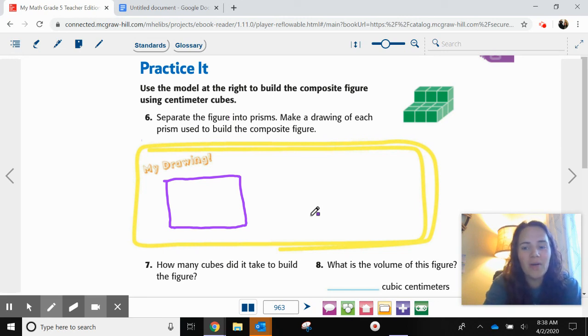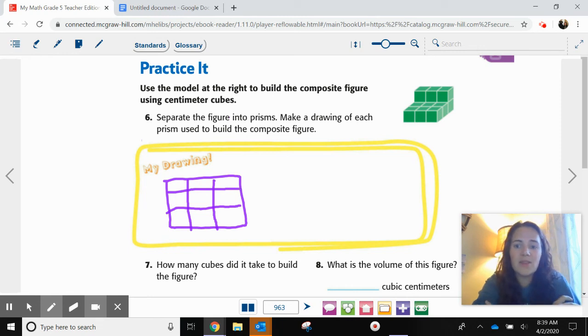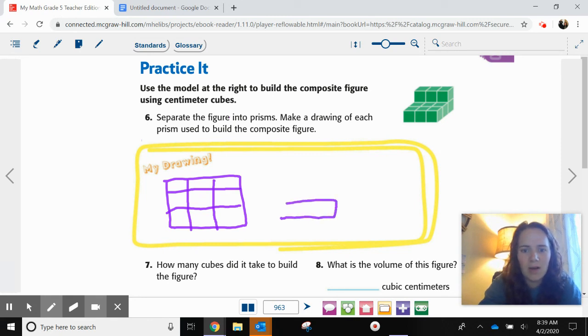So when I would draw it, I can see that the length is 3. So I would draw 3, and then the width is also 3. This is what the bottom layer would look like if I were looking down on it, right? And the top layer is 3 long, 1 wide. So the top layer would look like this. So you can rely on your drawings instead of actually building the figures to help you with these. Okay, I just wanted to point that out really quick. If you have any questions, of course, let us know, but happy working today.